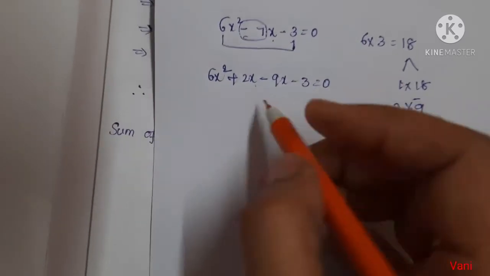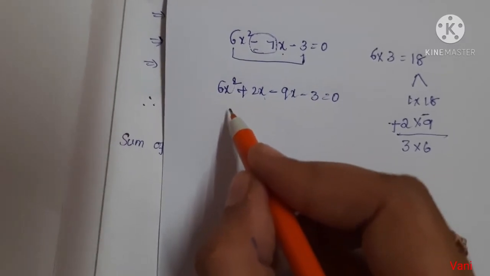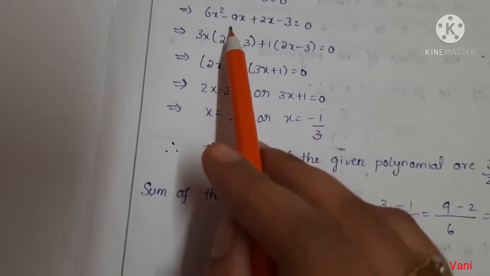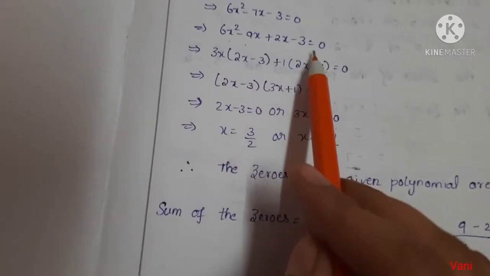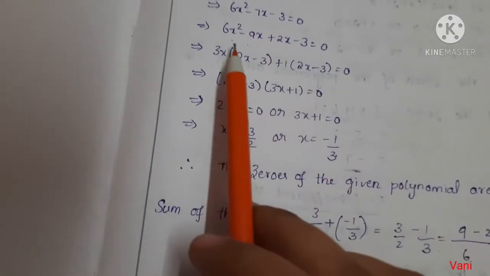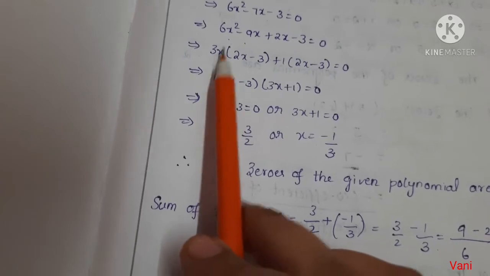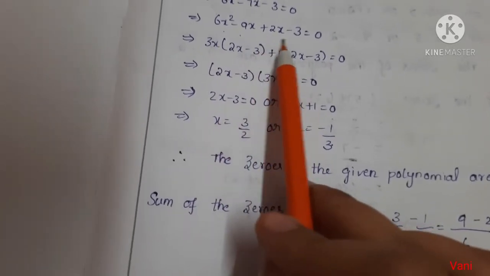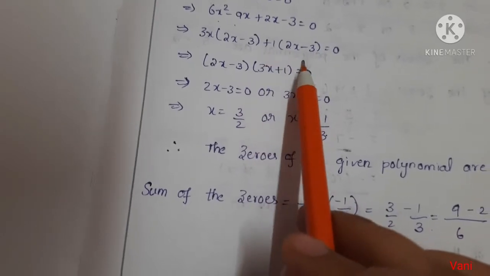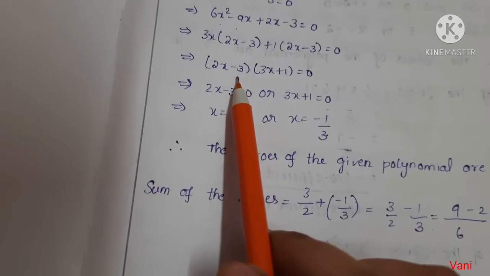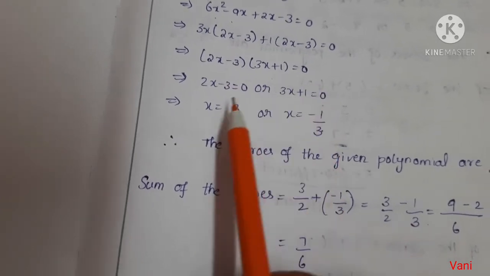So you can write minus 7x as minus 9x plus 2x. We split minus 7x into minus 9x plus 2x. In the first two terms take out 3x common, so you will get 2x minus 3. In the next two terms take out 1 common, you will get 2x minus 3 is equal to 0. Again take 2x minus 3 common, you will get 3x plus 1 is equal to 0.